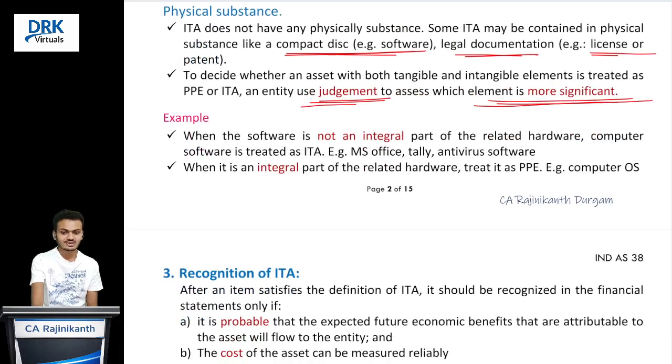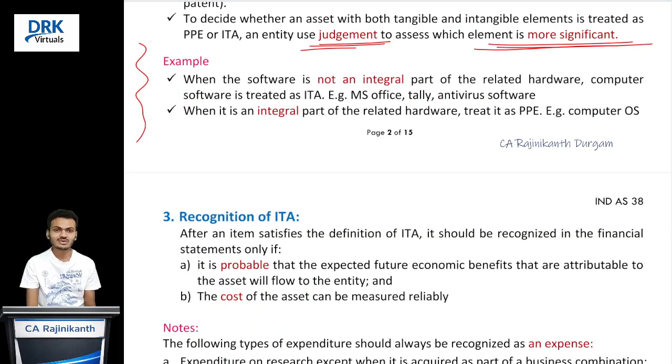Clear? And one more thing, computer software. If computer software is an integral part of hardware, in that case, we should recognize that entire system as a tangible asset only. That's why we see computer or laptop in the property, plant and equipment classification. The best example is the operating system, our Windows, for suppose. Can we run our computer without Windows? No, it is an integral part. So we should recognize it as property, plant and equipment. And other software like antivirus software, artificial intelligence tools, without them we can run our machine, correct? So we can recognize them as intangible assets. Are you clear with this?